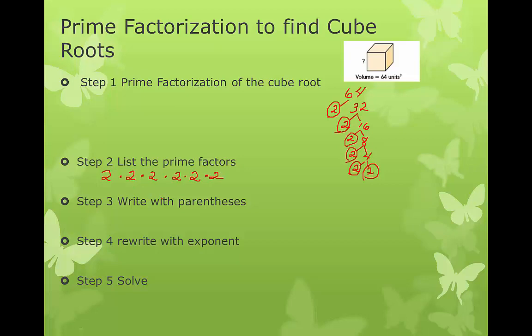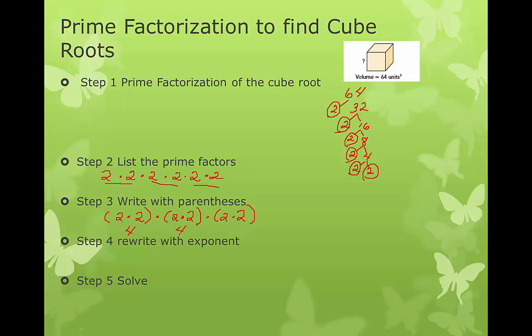Now I'm going to rewrite with parentheses. 2 times 2, 2 times 2, 2 times 2. I have now rewritten these with parentheses. Now I can rewrite as an exponent.